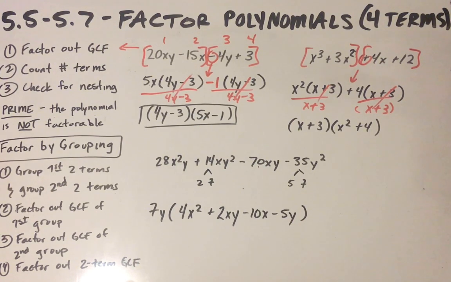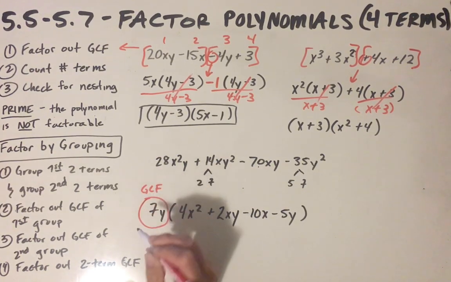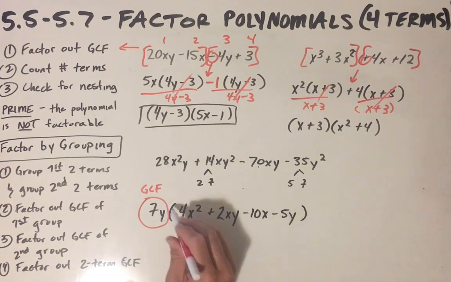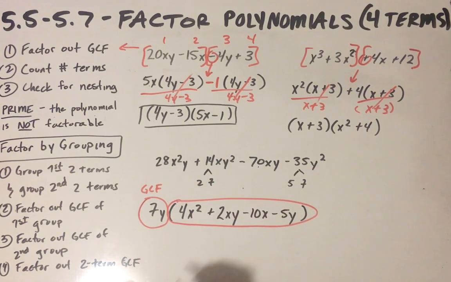Now, if you have a GCF to begin with, which we do here, this is my GCF, then now I'm going to count the number of terms. When I count the number of terms, I'm talking about the number of terms inside of here. Okay, so I'm going to count these terms. I'm going to say there's 1, 2, 3, 4 terms. So I exclude my GCF when I'm counting terms.